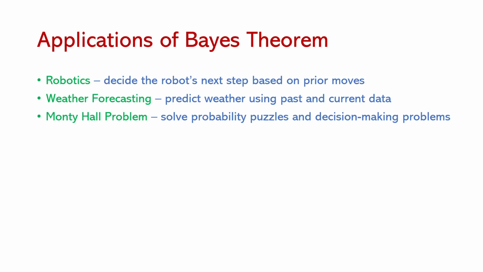Where do we use this Bayes theorem? It has wide application. It is used in robotics to decide the robot's next step based on prior moves. It is also used in weather forecasting, to predict weather using past and current data. And the Monty Hall problem solves probability puzzles and decision making problems. So it has wide application.